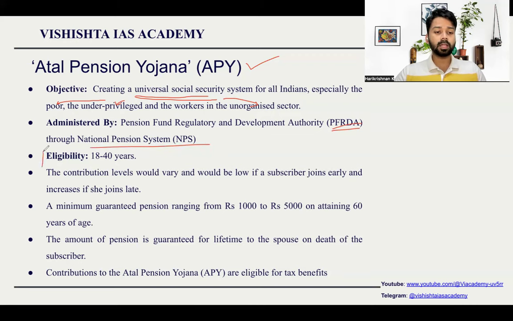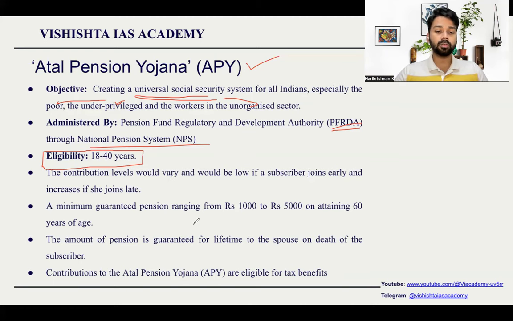The age eligibility should be noted down. Generally, when we talk about pension schemes, they include people until 50 years of age or 60 years of age. But in Atal Pension Yojana, it is only those people between 18 and 40 years of age who can enroll in the scheme. And the contribution levels would vary. It will be higher if you are a late entrant, and lesser if you are an early entrant.